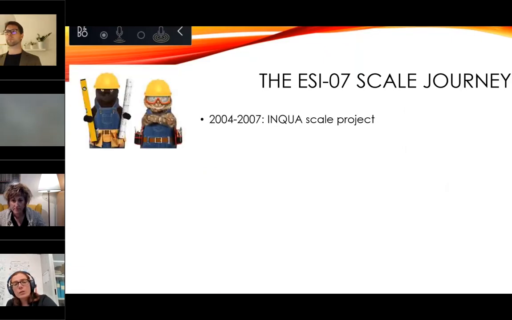At that point, a specific INQUA project was started, let's say. So in these few years, from 2004 to 2007, a working group was trying to analyze a number of earthquakes that had occurred in the past and to apply the newly proposed scale in order to assess if the results are reliable, and if it can be applied in different, let's say, seismotectonic settings or geographic and climatic settings.